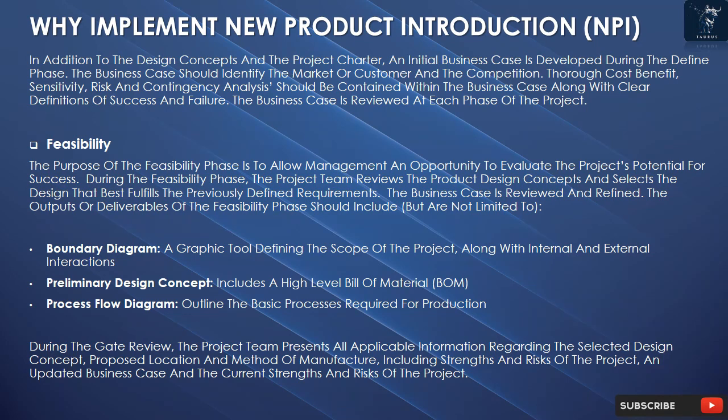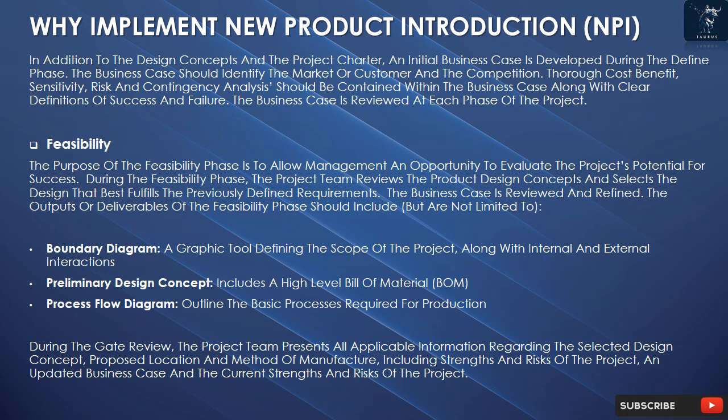Feasibility. The purpose of the feasibility phase is to allow management an opportunity to evaluate the project's potential for success. During the feasibility phase, the project team reviews the product design concepts and selects the design that best fulfills the previously defined requirements. The business case is reviewed and refined. The outputs or deliverables of the feasibility phase should include, but are not limited to, a boundary diagram, a graphic tool defining the scope of the project, along with internal and external interactions.